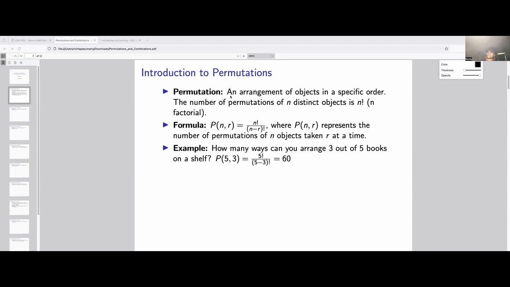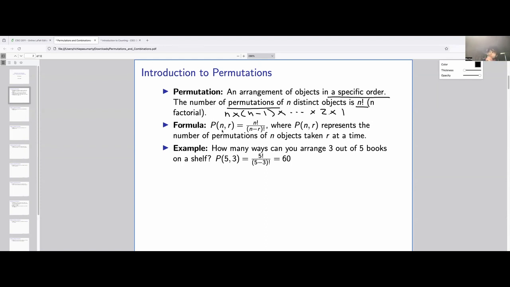A permutation is an arrangement of objects in a specific order. This is very important: the order is specific, the order matters. So let's say I have n different things and I'm trying to permute them, to reorder them. Then the number of permutations is n factorial. And n factorial, just to refresh, is n times n minus 1 all the way until 1.